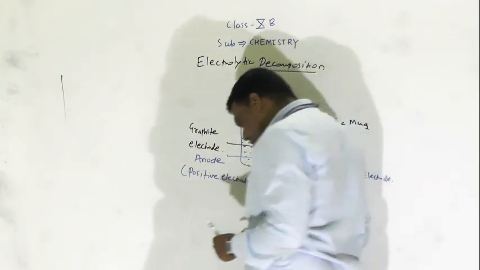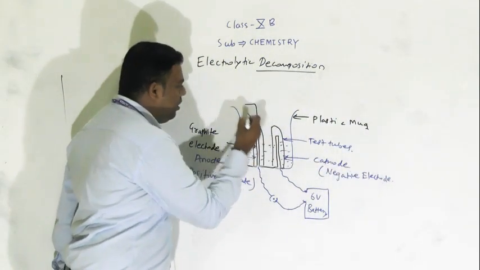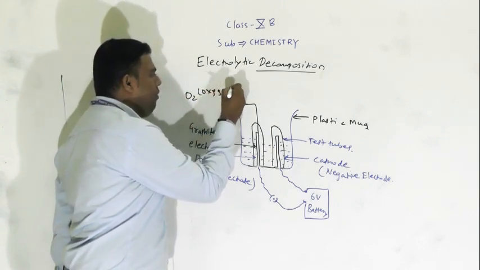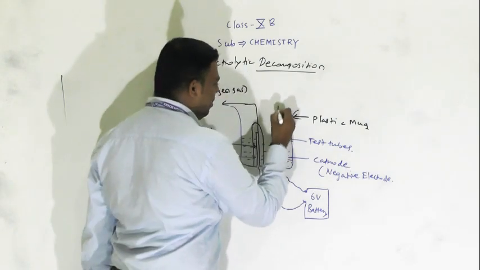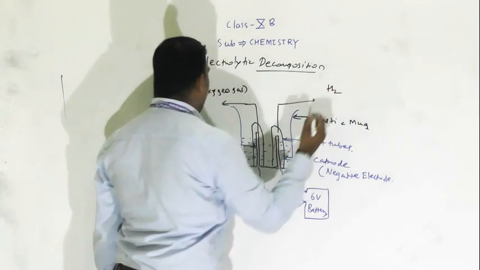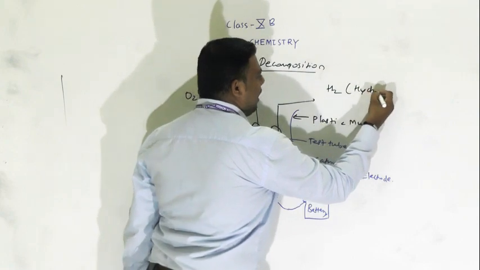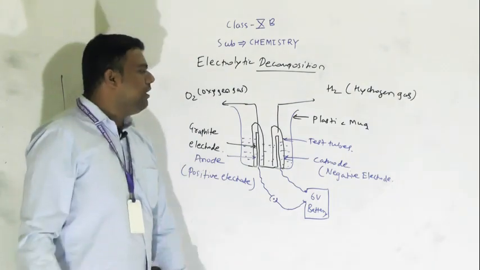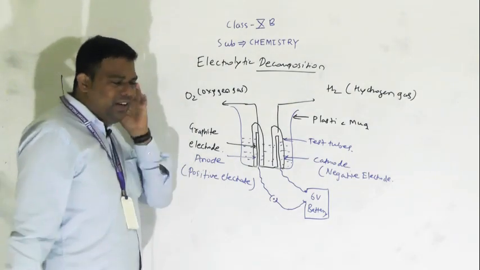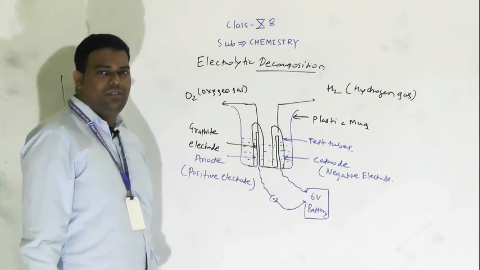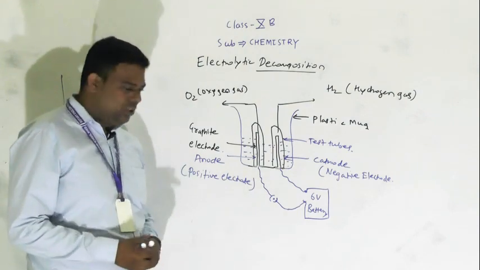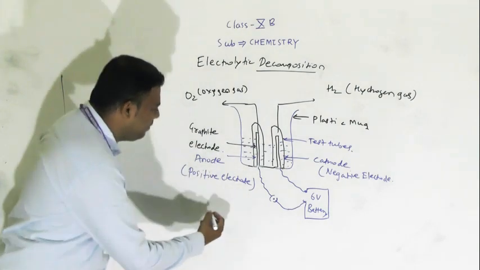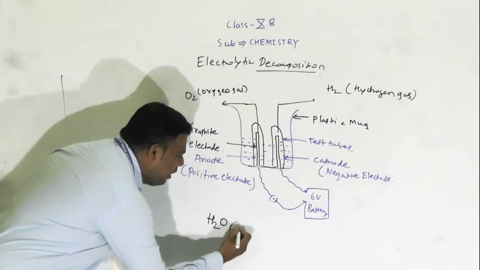So here your O2, that is oxygen gas, will form, and here which forms, hydrogen gas will form, or we can say what, bubbles. Okay, so what is the main observation of this electrolytic decomposition? So we will discuss here first what is the reaction. So the reaction here, your H2O liquid.